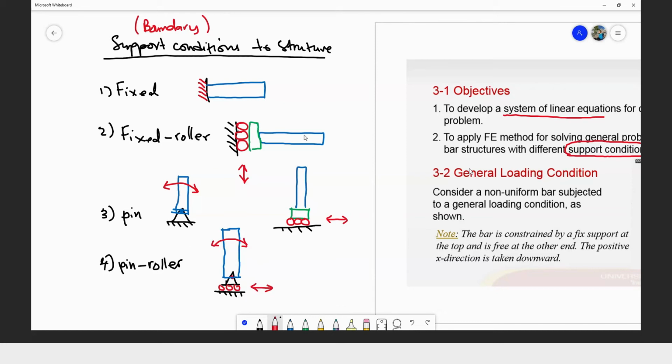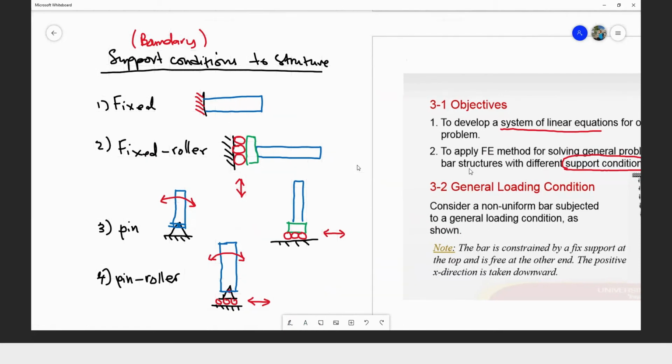So this is some of the support conditions that we are gonna use throughout our finite element. Nanti you all will face this almost in every chapter except chapter number 7 and 8, which is when we discuss about heat transfer. From chapter number 2 until number 6, you will see this type of support or boundary conditions quite a lot.